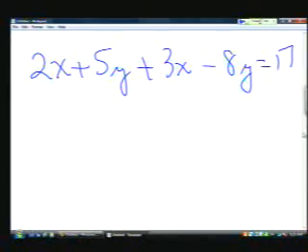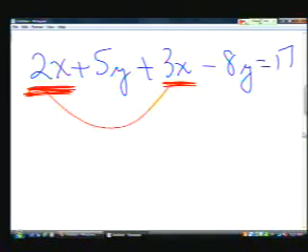Well, the first thing you've got to do is get all your like terms together. So 2x is a like term with what, Shay? 3x. So 2x and 3x are like terms. So you can add those up. So what is 2x plus 3x, Shay? 5x. You can get those together. And then our other like terms, Robert, are what and what? 5y and 8y. Yeah, 5y and a minus 8y.